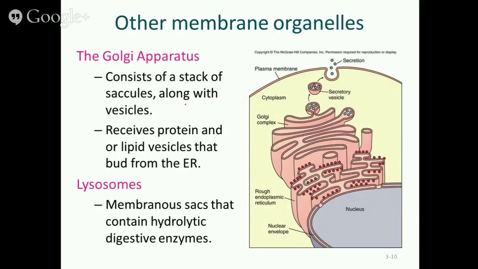And what it does is it receives these proteins from the rough endoplasmic reticulum, or sometimes stuff from the smooth endoplasmic reticulum, and it packages them up, and it pinches off a little bleb of its membrane, and it sends it wherever it needs to go. So sometimes it sends it outside of the cell, sometimes it just sends it somewhere else inside the cell, wherever that protein is needed.